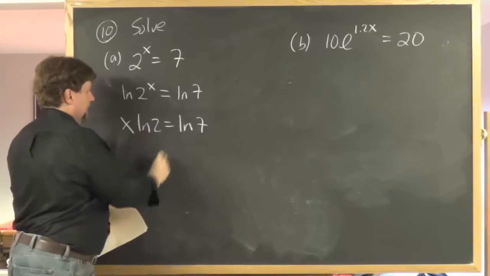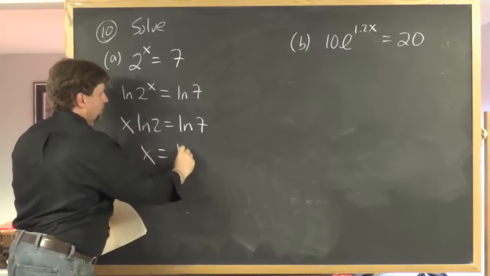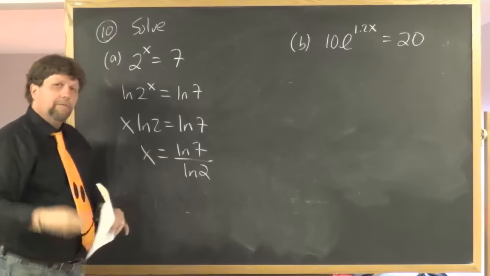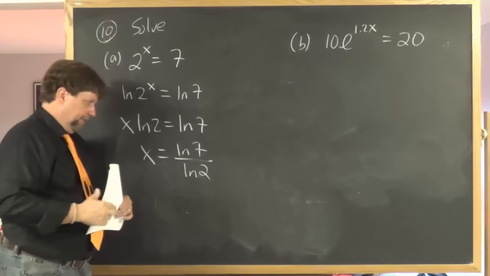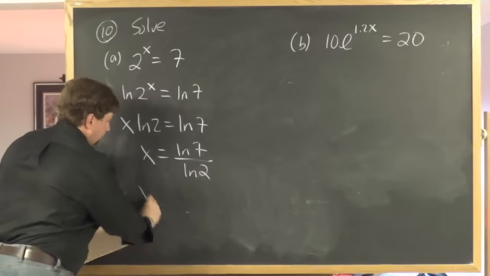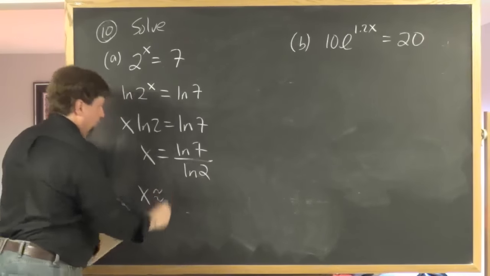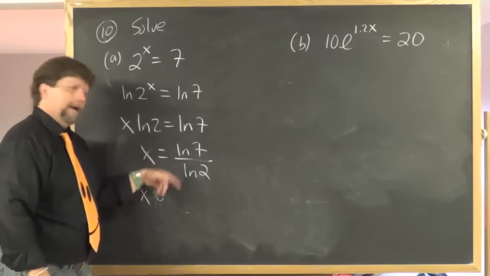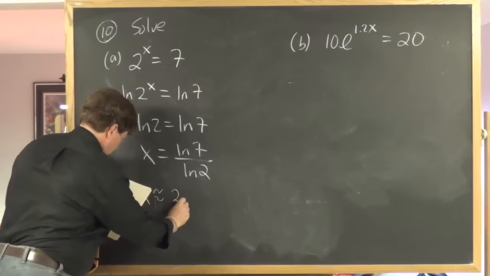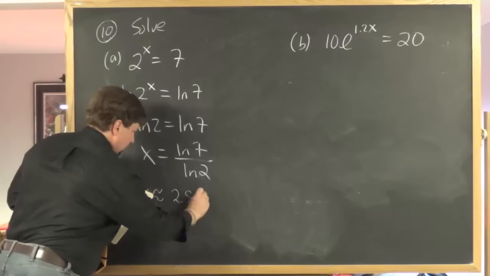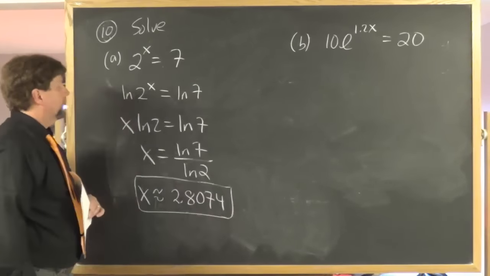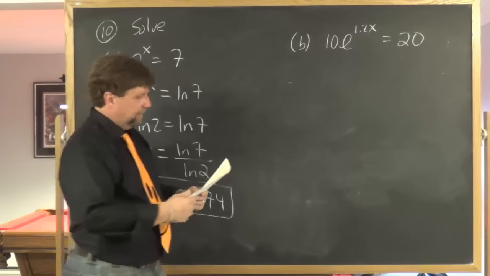And then divide both sides by the natural log of 2. And that would be my exact solution: natural log 7 divided by natural log of 2. But to have the answer to 4 decimal places, I crank this through my calculator, and I get x is about 2.8074. So that's it for part A.